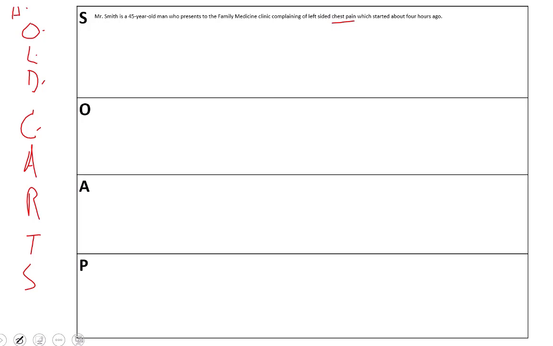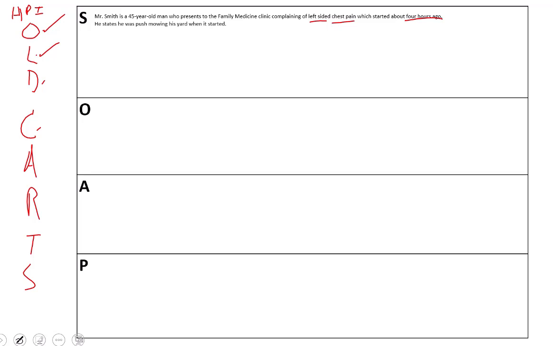And we consider this parts of the HPI or history of present illness, the history of the current chief complaint. So we have left-sided chest pain. We have location. We have 4 hours ago's onset.